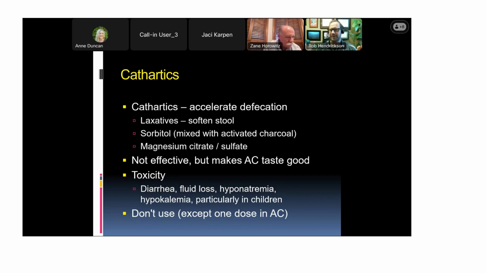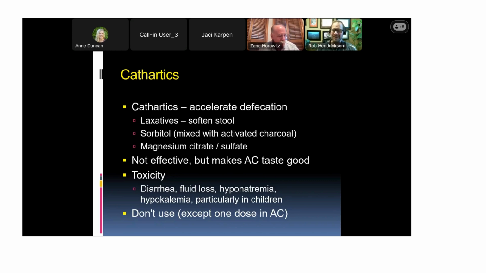So I think one of the things with sorbitol is that when it's mixed with activated charcoal and it's given repeatedly to very small children, it has led to dehydration and low sodium, so hyponatremia. One dose is not going to be a problem. The nice thing about sorbitol is not for the cathartic effect, but it makes activated charcoal taste delicious.